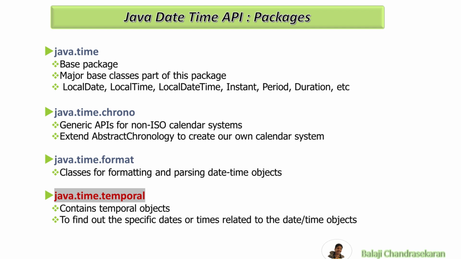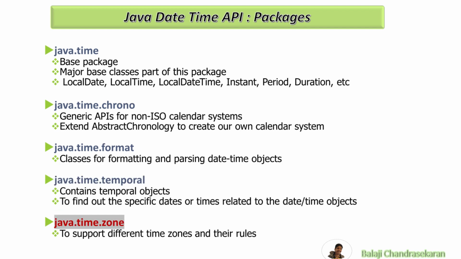java.time.temporal. This package contains temporal objects and we can use it to find out specific dates or times related to the date/time objects. For example, we can use these to find out the first or last day of the month. You can identify these methods easily because they always have the format with XXX. java.time.zone package contains classes for supporting different time zones and their rules.